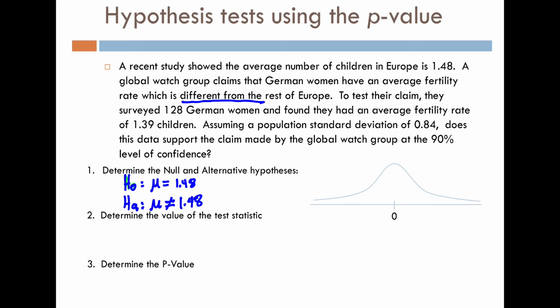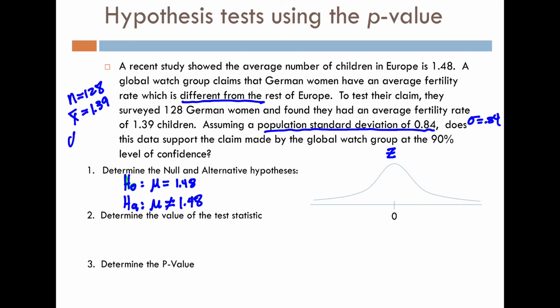I do want to point out the population standard deviation here is given to us. So we know that sigma is equal to 0.84, and this tells me I am using a z. So this curve here is a z curve, a standard normal curve. To test their claim, they surveyed 128 German women. That's our n, so n is equal to 128. And the result of that test was that it appears to be less than the assumed population value. So X bar is 1.39.